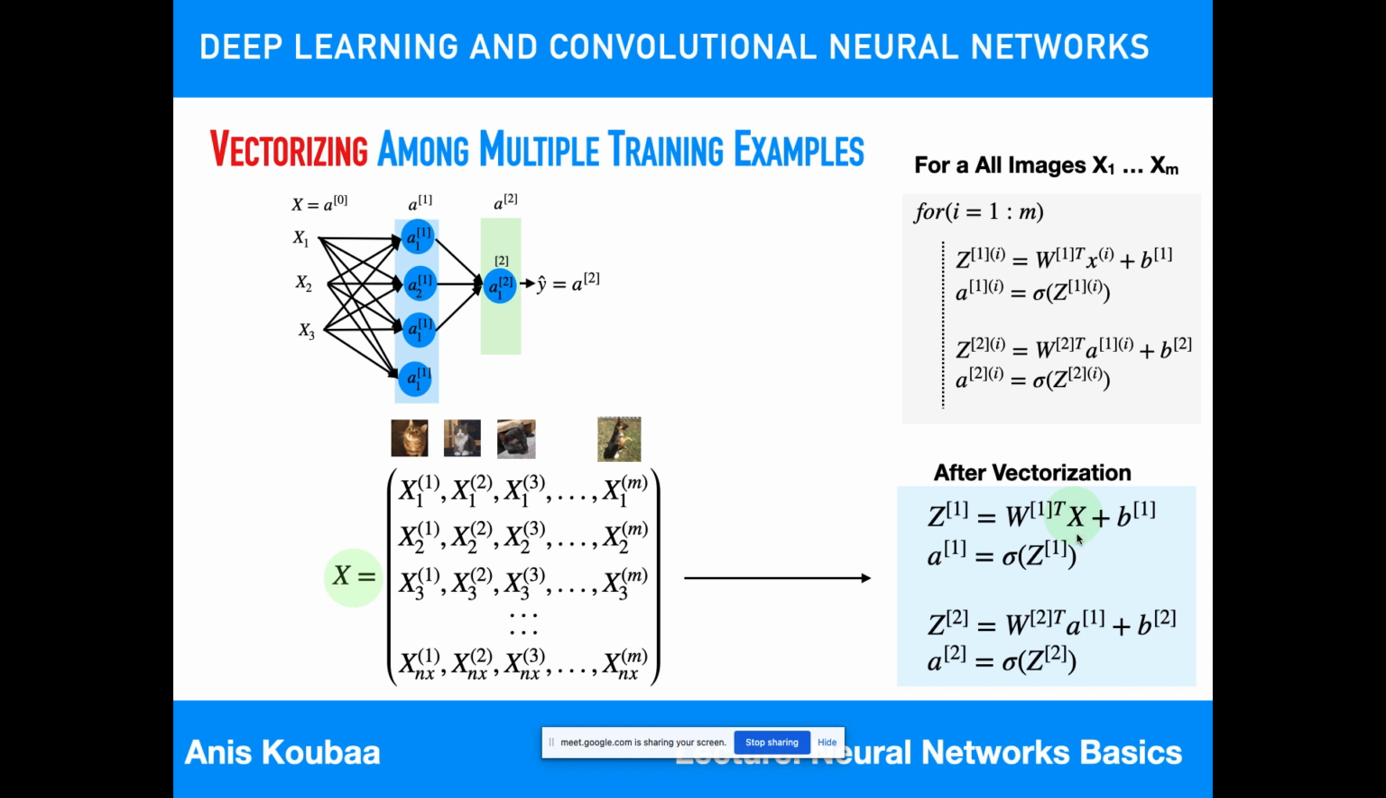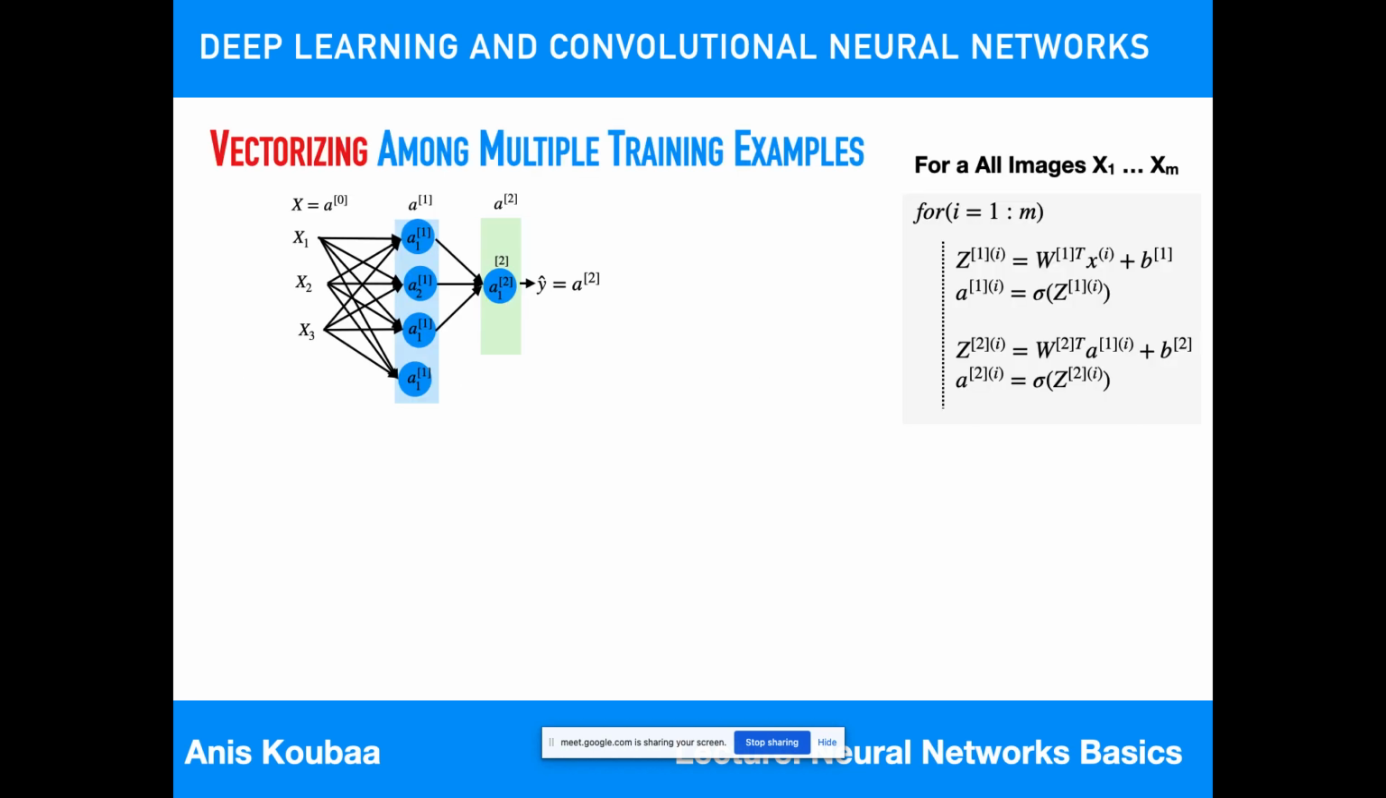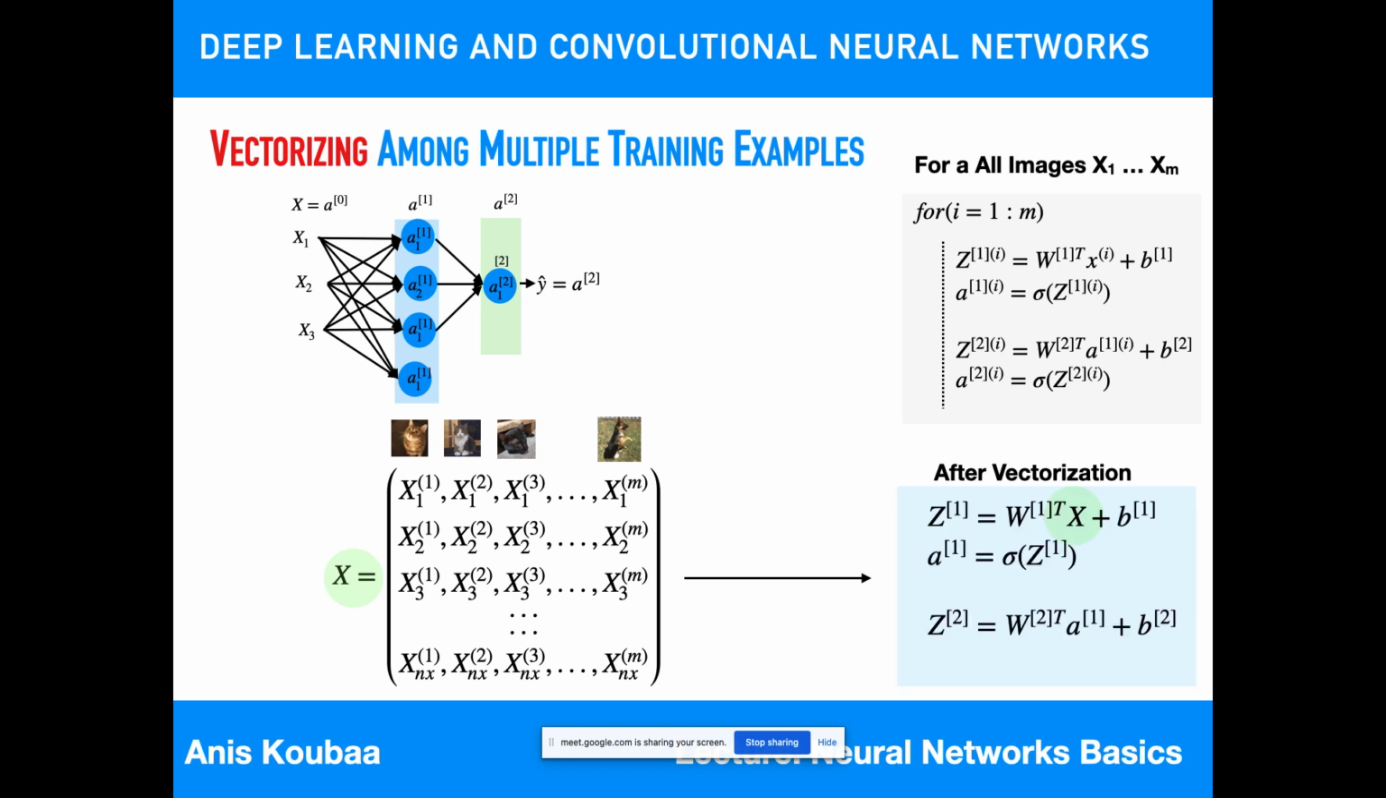So the only difference here is that instead of using Xi, we're going to use the whole X matrix. We will do the whole computation at once using vectorization. So this notation here is equivalent to this for loop, but this one is more computationally efficient. And this is why we use vectorization. And even in the assignment, you have already used the vectorization approach. Okay, so with this, we come to the expression of forward propagation over multiple training examples.